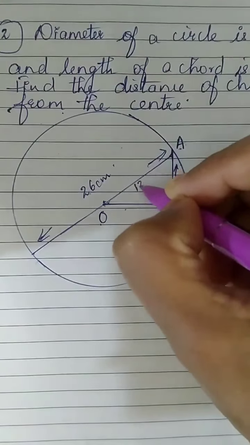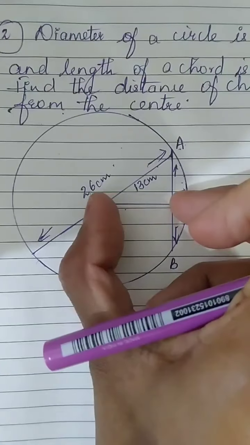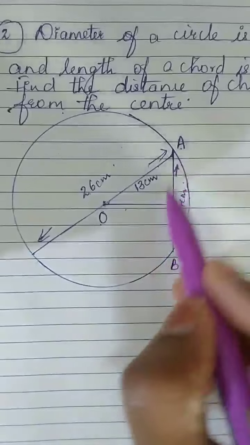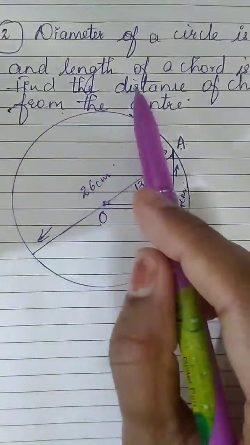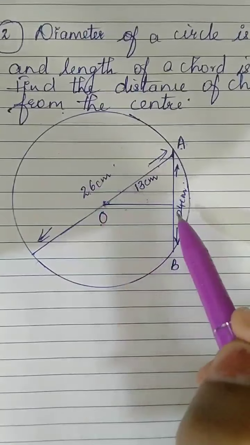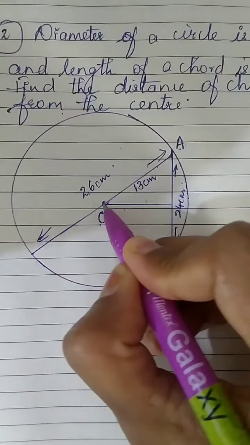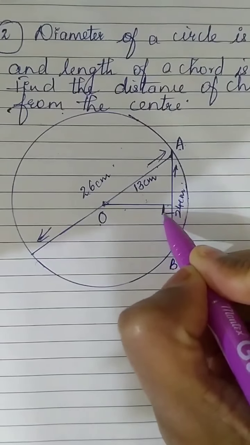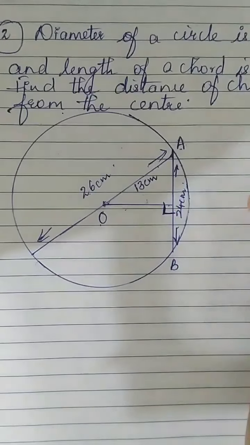It's the same as the previous sum. In the previous sum, they had given you the distance of chord from the center. This was given, distance of chord from the center was given as 8. Here we have to find the distance of chord from the center. Other two details they have given. Always we know that from the center to the chord the distance is perpendicular. Okay, so first you show this perpendicular sign.